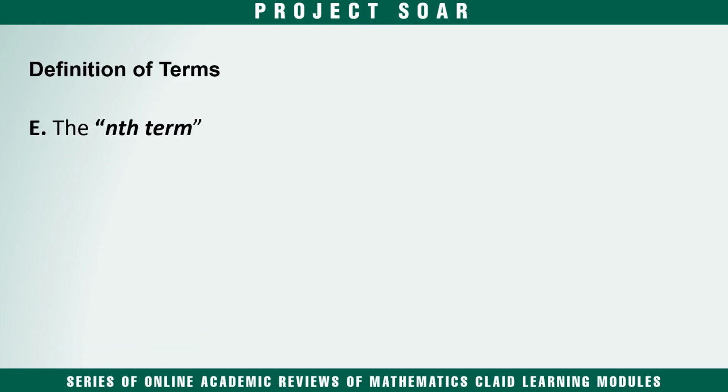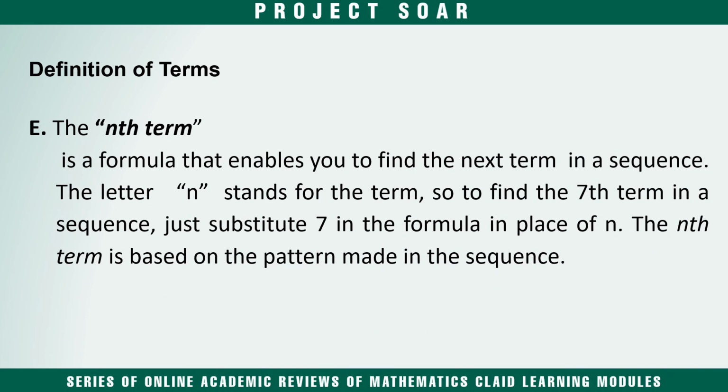The nth term is a formula that enables you to find the next term in a sequence. The letter n stands for the term. So to find the 7th term in a sequence, just substitute 7 in the formula in place of n. The nth term is based on the pattern made in the sequence.